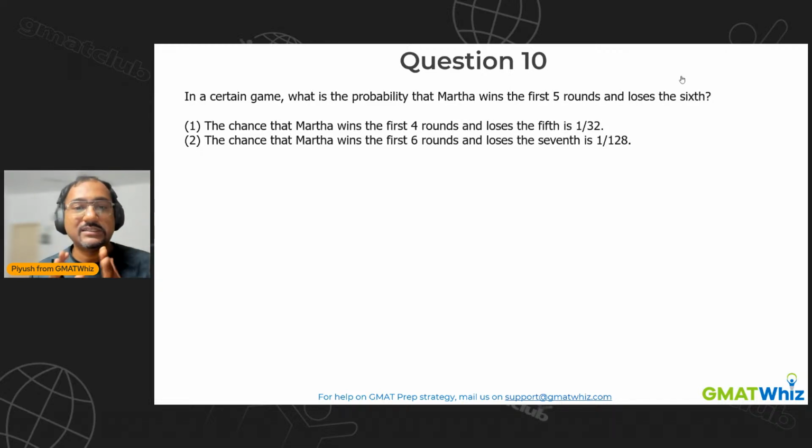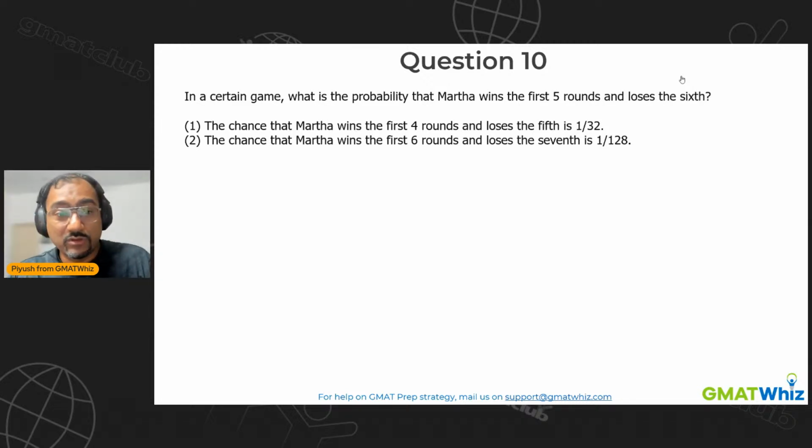For example, in this question, it just says, what is the probability that Martha wins the first 5 rounds and loses the sixth? But there is no mention of what is happening in each round, what is the rule of the game, what happens if she loses a round, what happens in the next round. There's nothing like that mentioned in the question. So if you assume that the probability of winning and the probability of losing in a round is the same, and work with that assumption, some of you might mark the correct answer as C in this case.